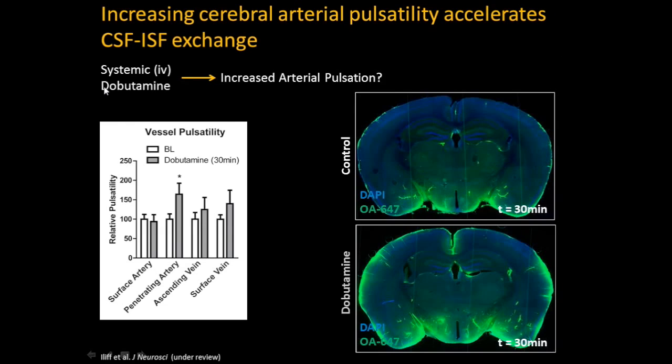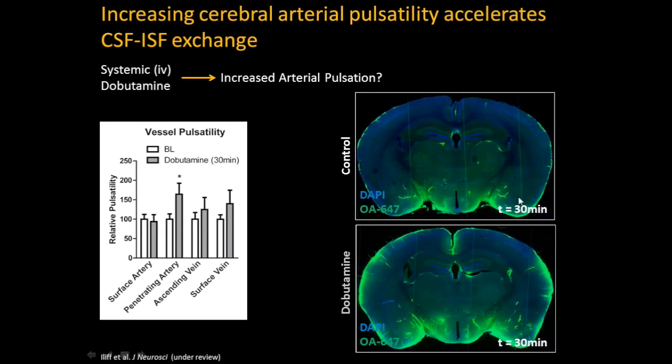And so to do this, we used dobutamine, which is an adrenergic agonist, to increase cardiac contractility. Now, this had essentially the opposite effect of carotid artery ligation. It increased this pulsatility. A lot of this effect appears to be driven by a change in pulse rate, at 30 minutes after injection. But the dobutamine does seem to have an effect on pulsation in penetrating vessels. And then you can see it has a correspondingly opposite effect on CSF-ISF exchange.